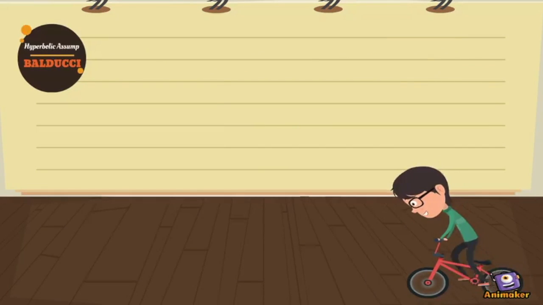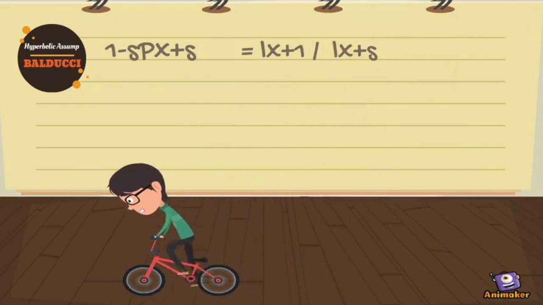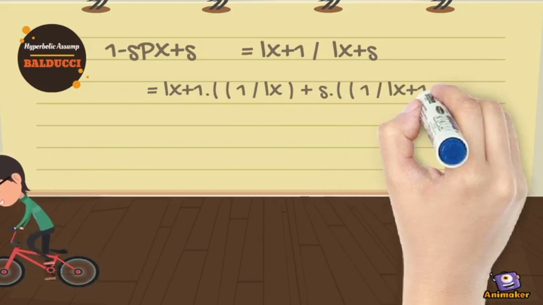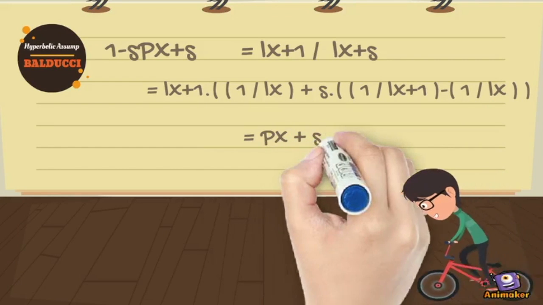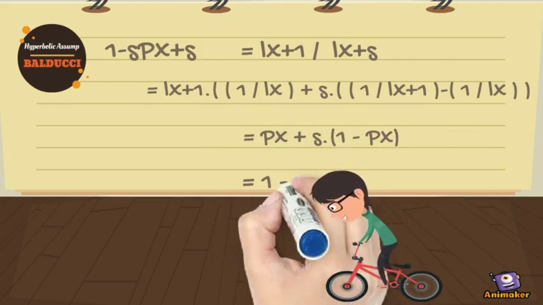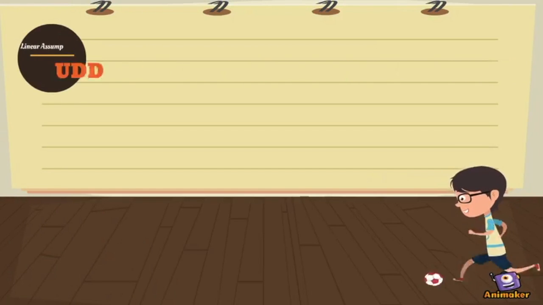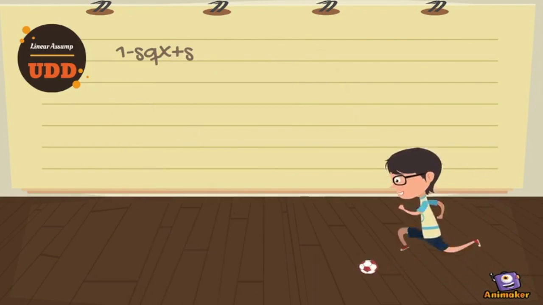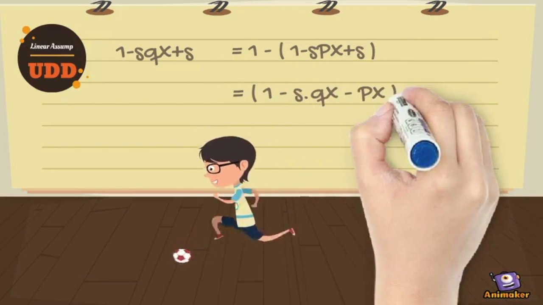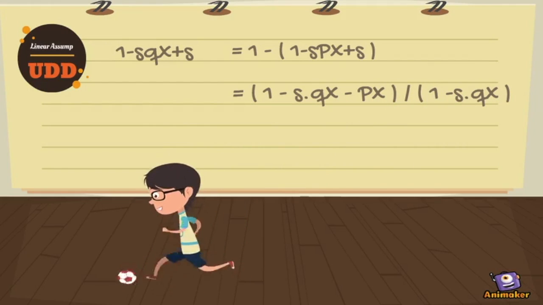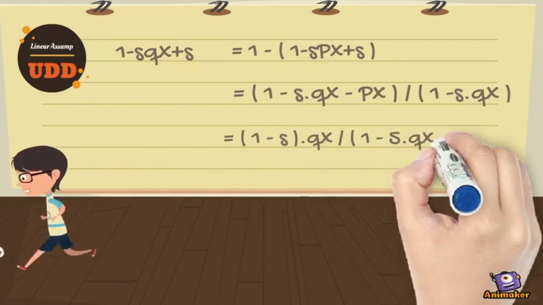In the hyperbolic assumption of Balducci, 1 minus s p_{x+s} is equal to l_{x+1} over l_{x+s}, which equals l_{x+1} times 1 over l_{x+s} times 1 over l_{x+1} minus 1 over l_x, then equals p_{x+s} times 1 minus p_x, which equals 1 minus 1 minus s times q_x. In the linear assumption of UDD, 1 minus s q_{x+s} equals 1 minus 1 minus s p_{x+s}, which equals 1 minus s times q_x minus p_x over 1 minus s times q_x. And lastly equal to 1 minus s times q_x over 1 minus s times q_x.